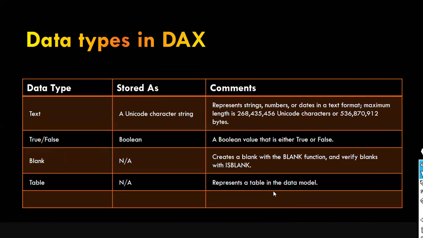Okay, and next one is the text data type. It's a Unicode character string, and this is the range. Okay, the minimum length is this one, and for Unicode characters, this many bytes are there. This is your Boolean type, and then you have blank. It creates a blank with the blank function. And then you have something called table. Okay, a data type called table, and you store it as nothing. It represents the table in the data model. That's all.